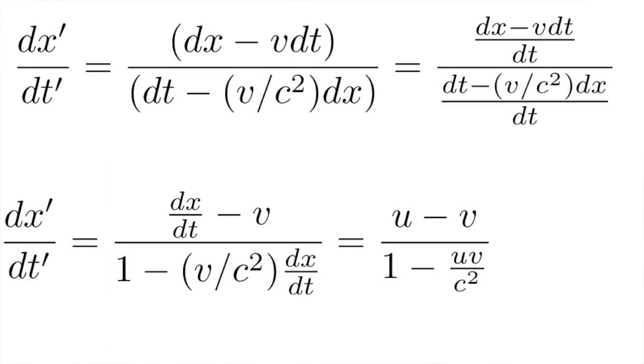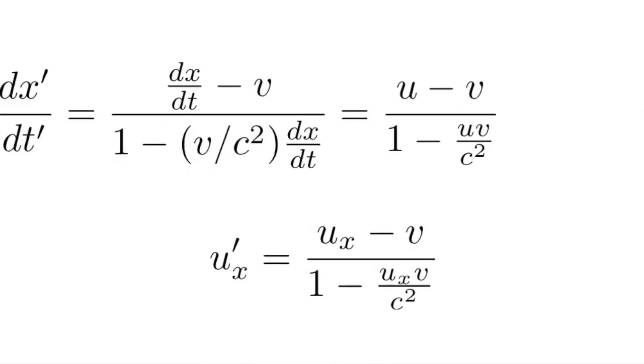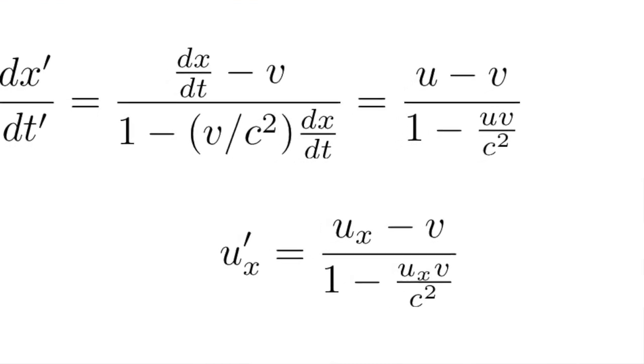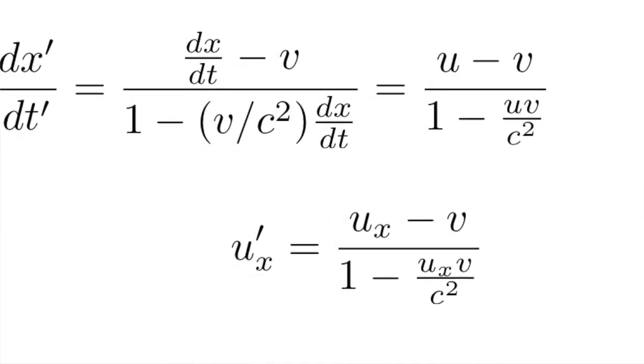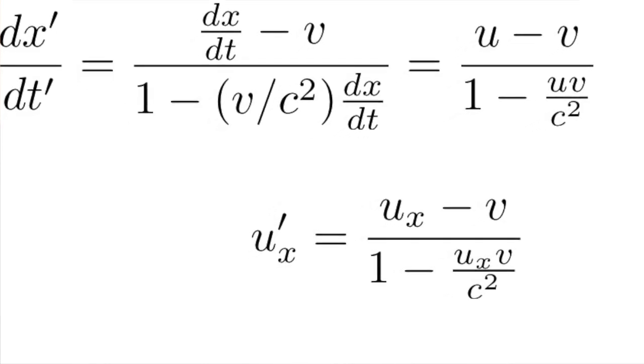But let's write it properly, and by properly I mean that we have just calculated the velocity of the particle on the x-axis, just the x component. So that will be u prime sub x is equal to u sub x minus v divided by this other term, 1 minus u sub x v divided by c squared. So that's the transformation equation of the velocity that the particle has as seen from both reference frames.